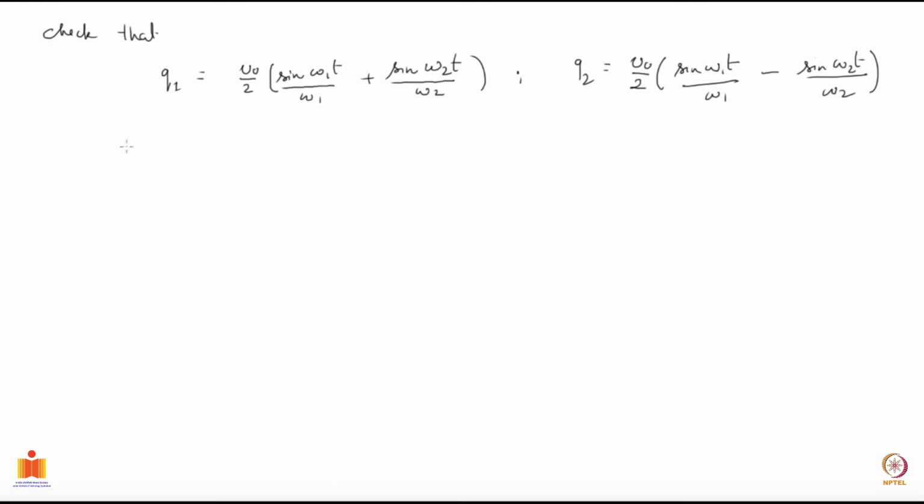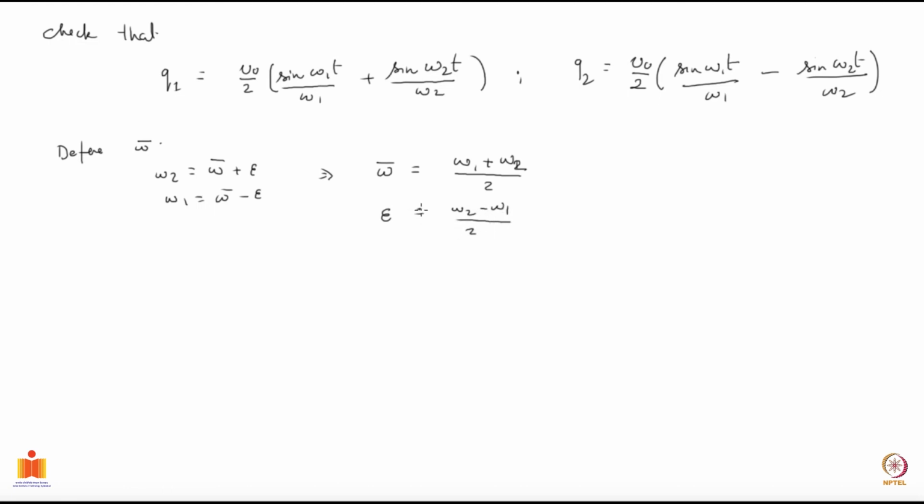Okay, now what we'll do is we'll define something called omega bar. So what I'm going to do is write omega 2 as omega bar plus epsilon and omega 1 as omega bar minus epsilon. Of course you can find out what omega bar and epsilon are because you have two equations and two unknowns, which will give you that omega bar is just the average of omega 1 and omega 2. Okay, and epsilon is the difference of the two frequencies.